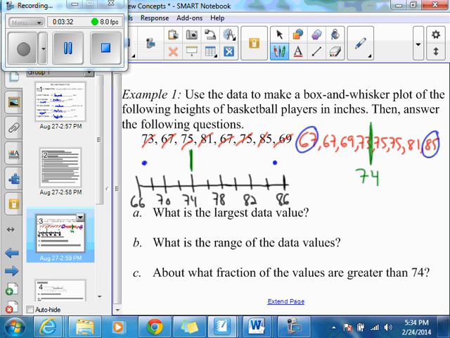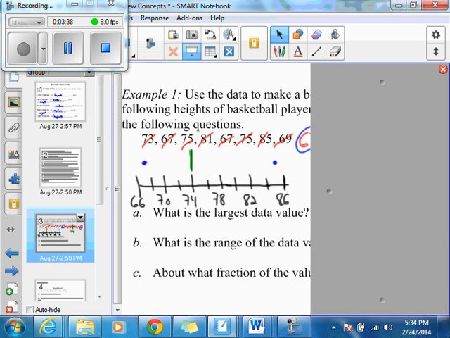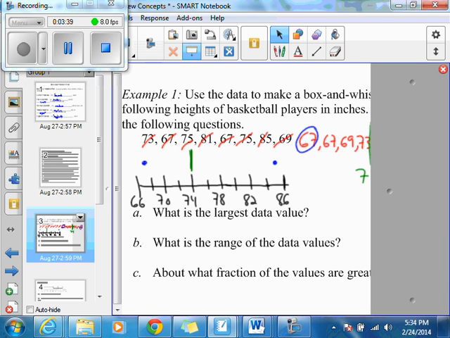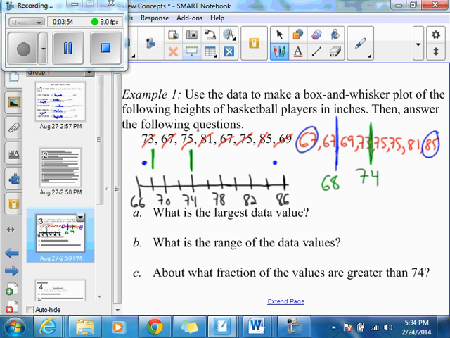Okay, now to find the other 2 quartiles, we're going to find the middle of the lower half of the data. So the lower half of the data here, the middle of those 2 is 68. So go ahead and put a little dash above 68. Okay, and then we're going to find the middle of the upper half of the data. The middle here would be 78. So we're going to put a dash above 78.